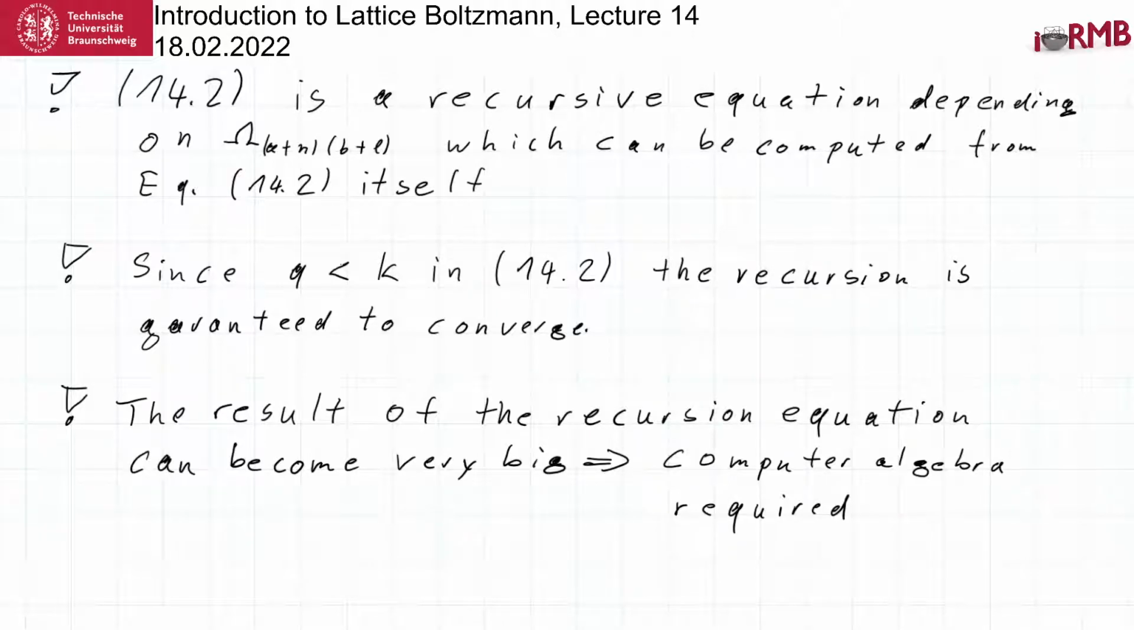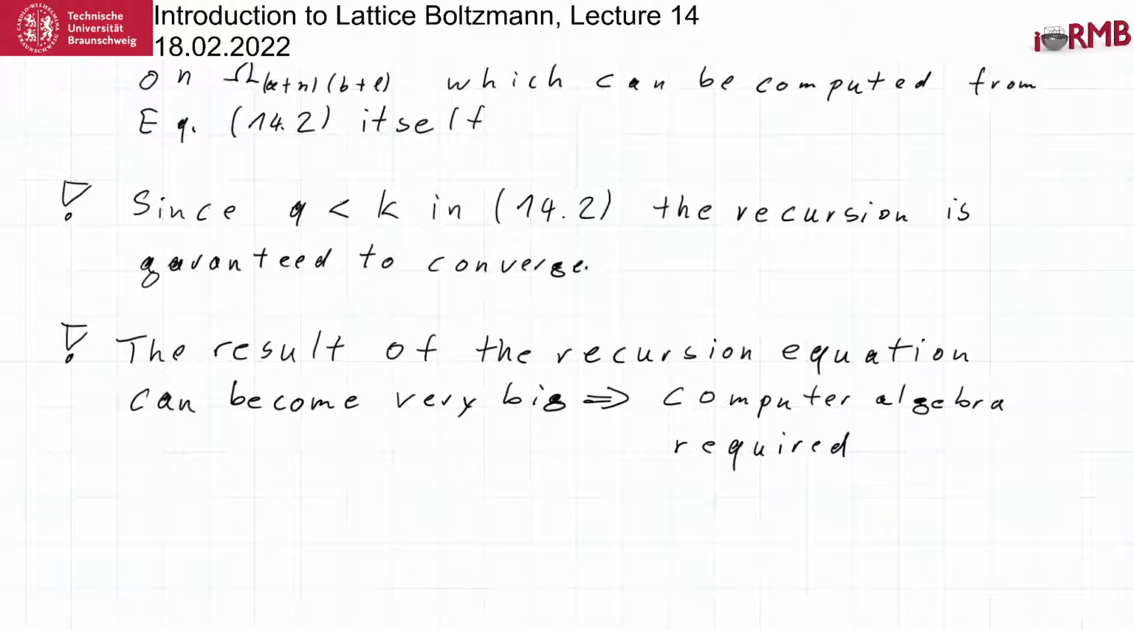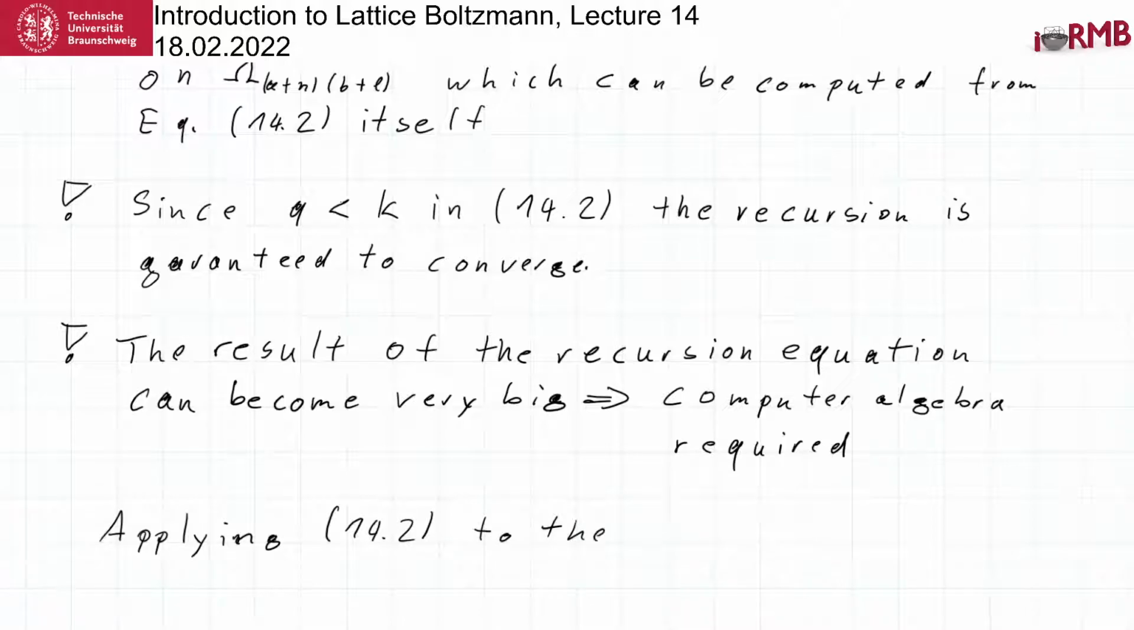Okay, let's do it once by hand. You have to do things by hand at least once in your life. So applying 14.2 to the zero moment.